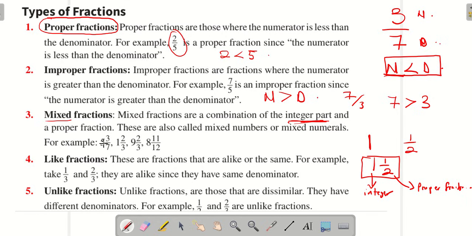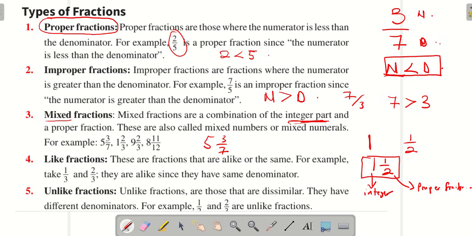So we have examples of mixed fractions. 5 whole number, 3 over 7. This is the integer part, and this is the proper fraction. We have 1 whole number, 2 over 3, 9 whole number, 2 over 3, 8 whole number, 11 over 12. These are all mixed fractions.